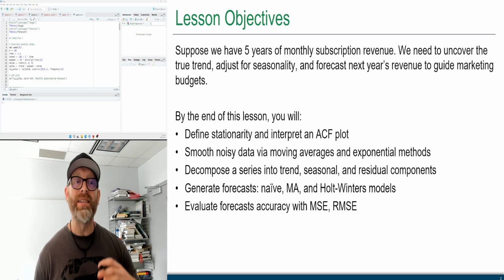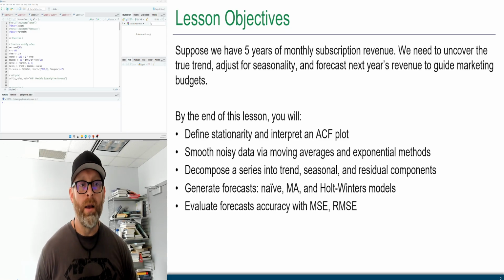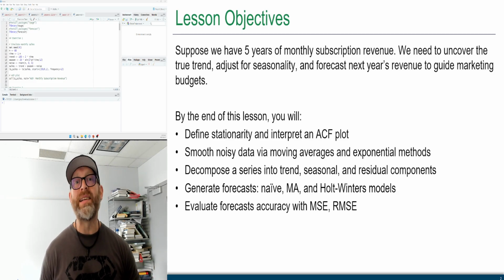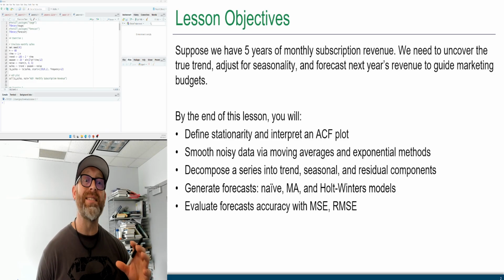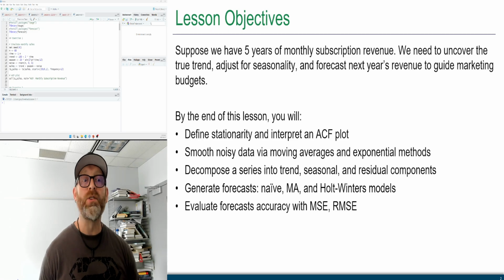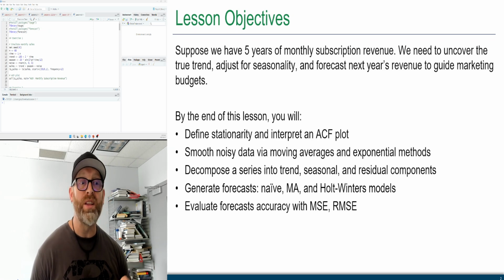So at the end of this lesson, what we would like to be able to achieve is the following. First, we want to define what stationary is and interpret the ACF plot. This is going to help us not only predict but understand what's happening inside of our time series. We then want to be able to smooth noisy data via a moving average or exponential methods, and we'll talk about the difference between those two.